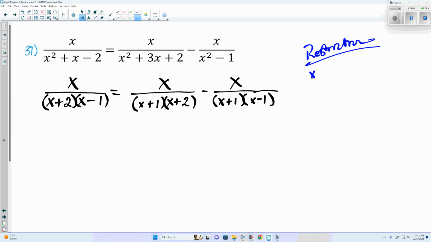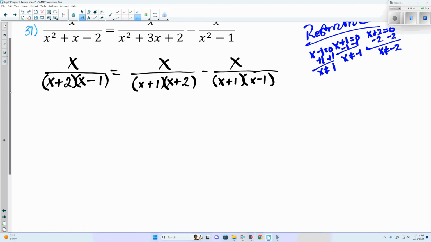Restrictions. Well, x minus 1 cannot be 0, x plus 1 cannot be 0, and x plus 2 cannot be 0. Can we find the restrictions? Well, one of them is that x cannot be negative 2. For the middle one, x cannot be negative 1. And for our last one, x cannot be 1. So we can't have 1, negative 1, or negative 2. If any one of those 3 solutions shows up, we have to throw it out.